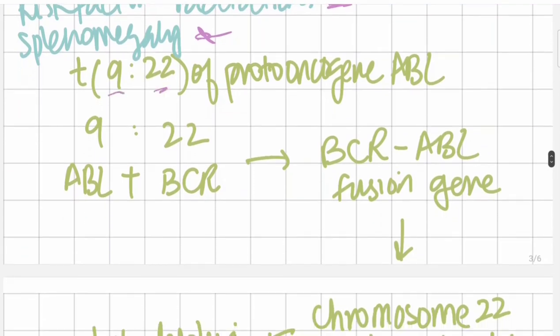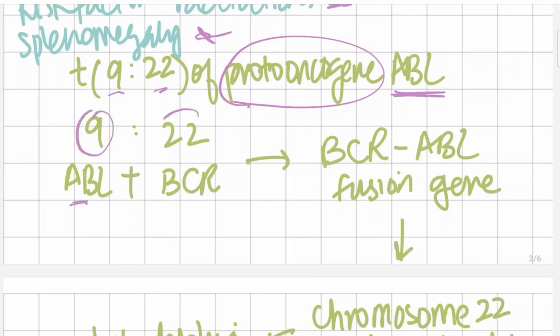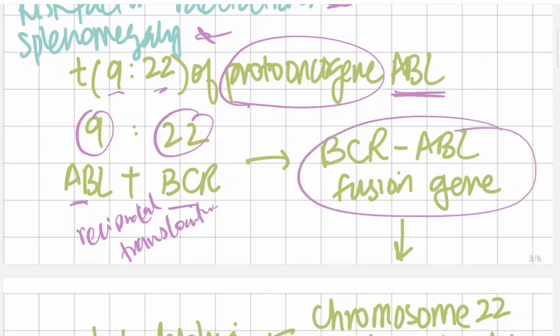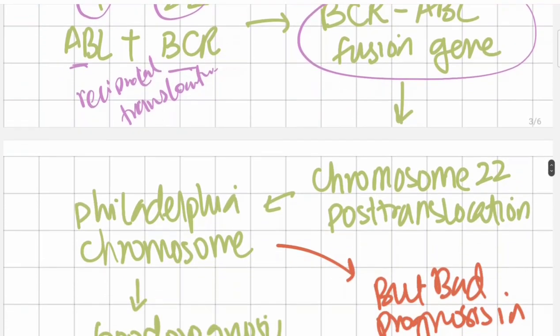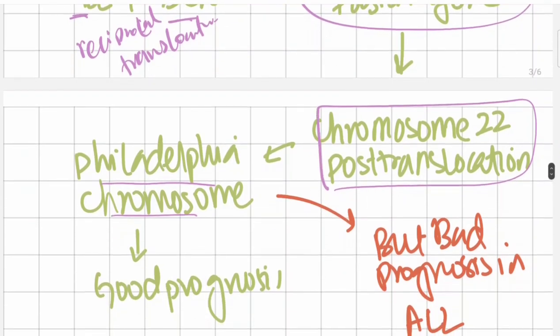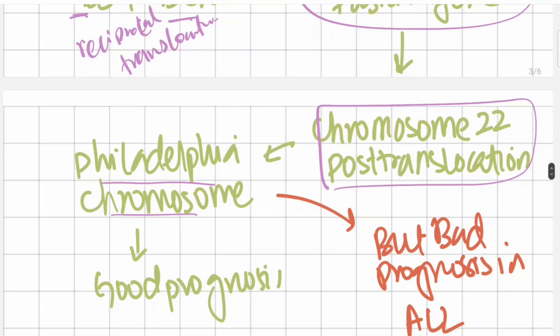That is t(9;22), and it involves a proto-oncogene called ABL. What actually happens is that on chromosome 9 we have the ABL gene, and on chromosome 22 we have the BCR gene. Because of reciprocal translocation, we have a BCR-ABL fusion gene, which is now on the chromosome 22 post-translocation. This chromosome is called the Philadelphia chromosome because it was discovered in Philadelphia.